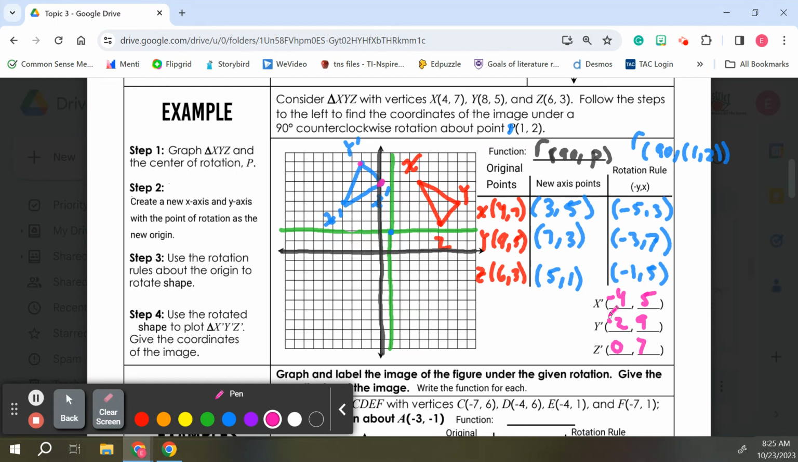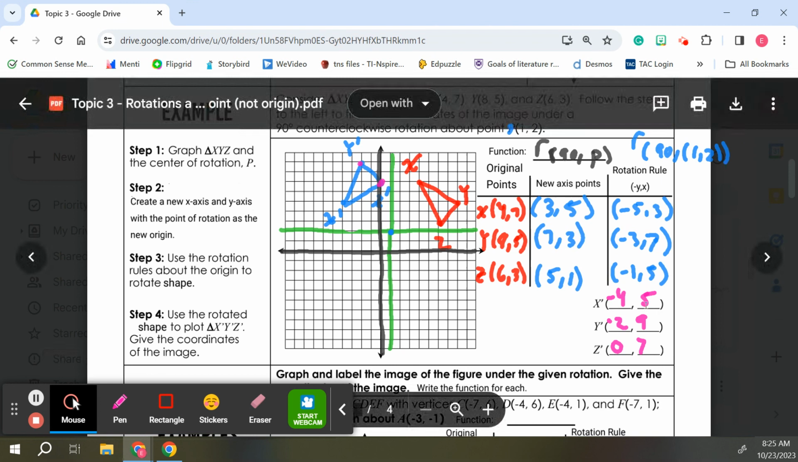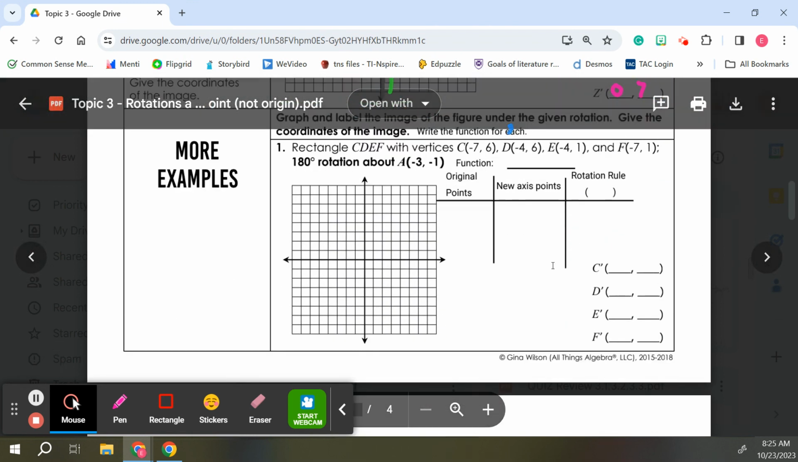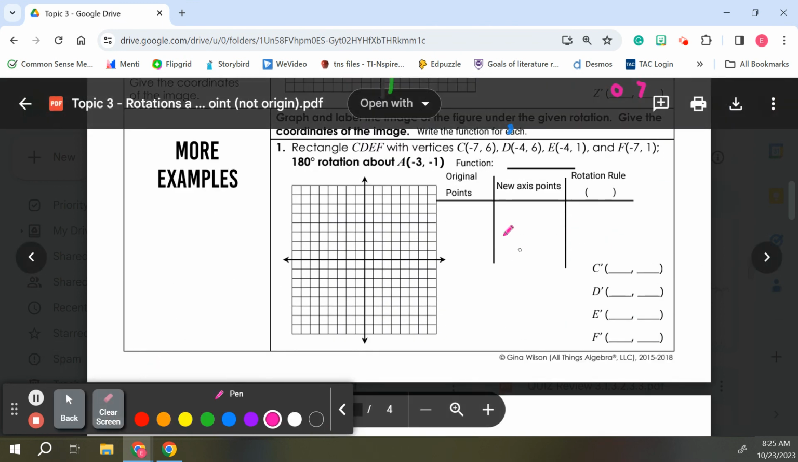Are you ready for the next one? Okay, let's take a look at this. Let's plot these points. All right, so I'm going to use pink for this. So C, negative 7, 6.